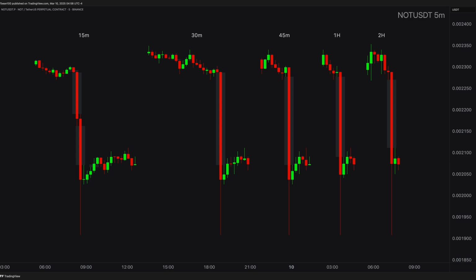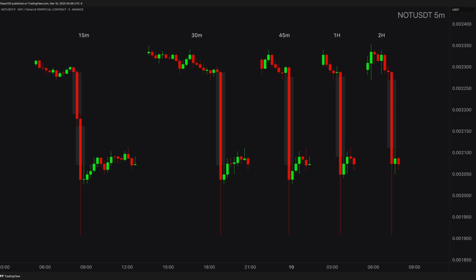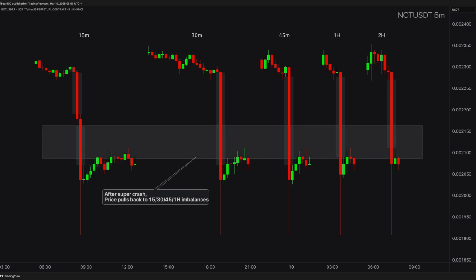By using our multi-time frame indicator called ICT high time frame candles, you can easily notice this extreme crash. Altcoins like this one generally crash harder compared to major coins. This area of multi-imbalances with 15 minutes, 30 minutes, 45 minutes, and 1 hour already caught my eye. This is how we spot areas to seek entries. Actually, our strategy is rather simple.